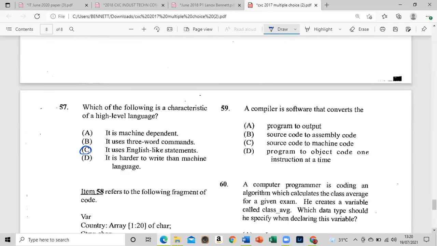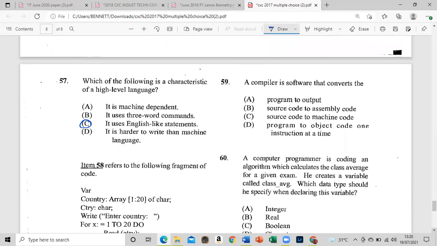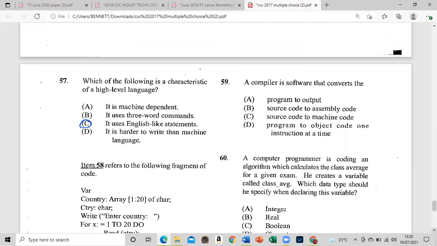Alright, so a compiler is software that converts, is it A, program to output, B, source code to assembly code, C, source code to machine code, or is it D, program to object code, one instruction at a time? So that is source code to machine code. That's what a compiler does. It converts from source code to machine code.